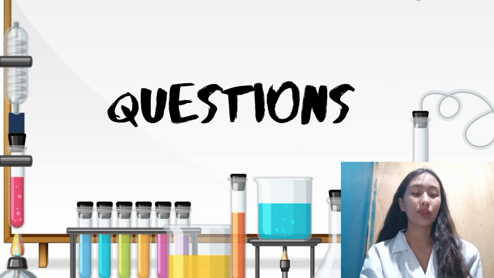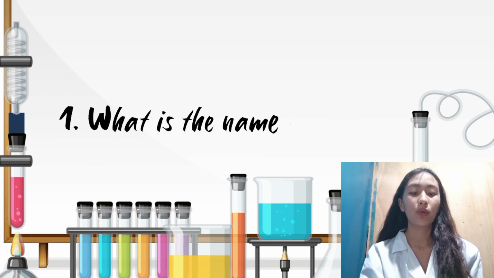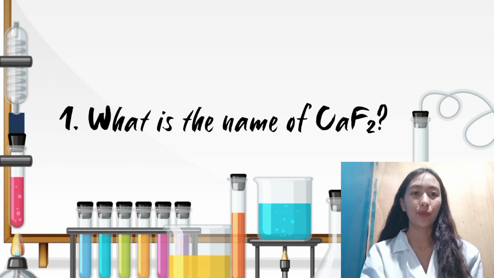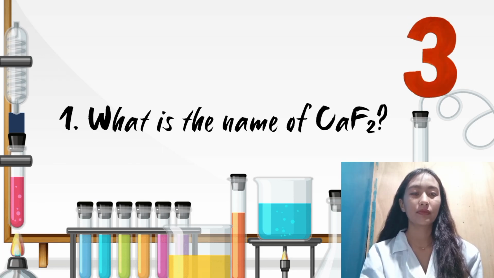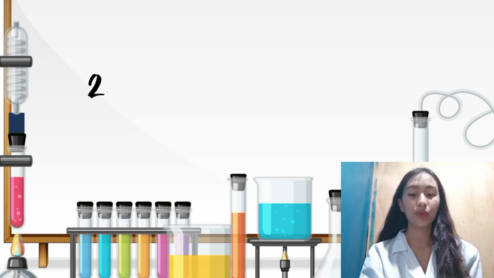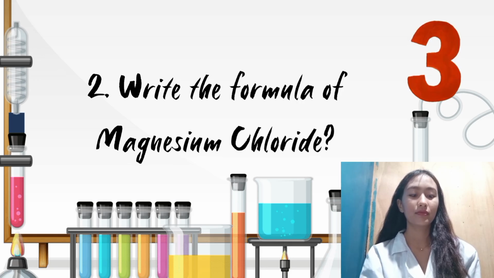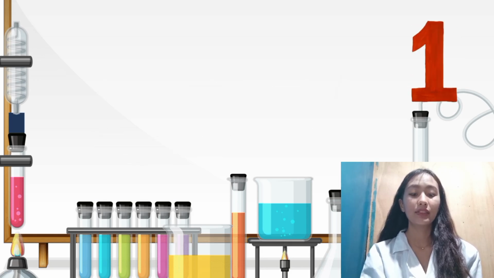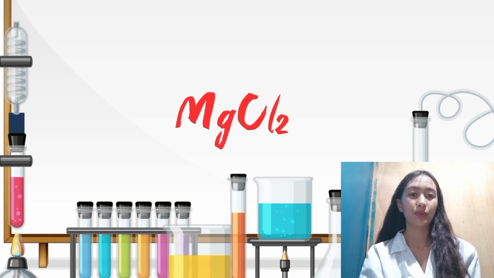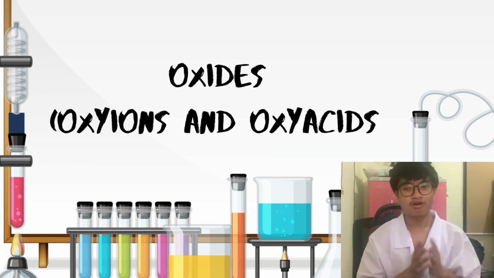And now, it's time for me to ask you questions. In each question, I will give you 5 seconds to think. Number 1. What is the name of CaF2? The answer is calcium fluoride. Number 2. Write the formula of magnesium chloride. The answer is MgCl2.